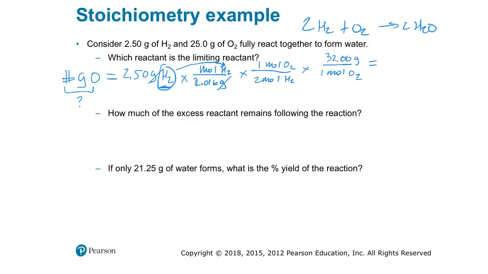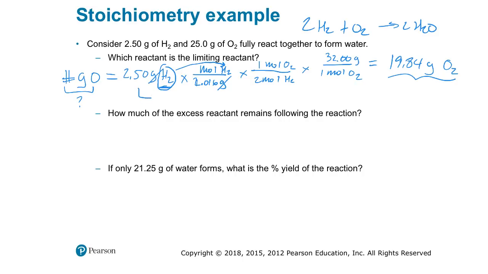Okay, so if we stop and calculate here, take 2.5, divide by 2.016, divide by 2, times 32. Let's see what we get. We get 19.84 grams of oxygen are going to react with 2.50 grams of hydrogen.